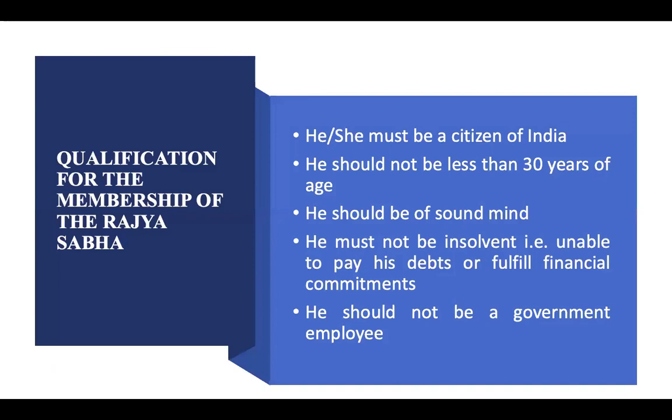Now let us see the qualifications for the membership of the Rajya Sabha. He or she must be a citizen of India. He should not be less than 30 years of age. He should be of sound mind. He must not be insolvent, that is, unable to pay his debts or fulfill financial commitments. He should not be a government employee.